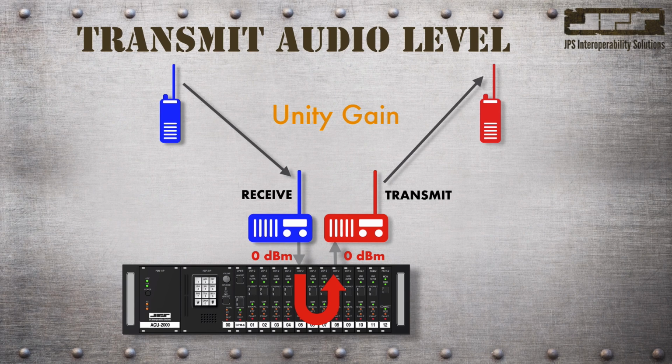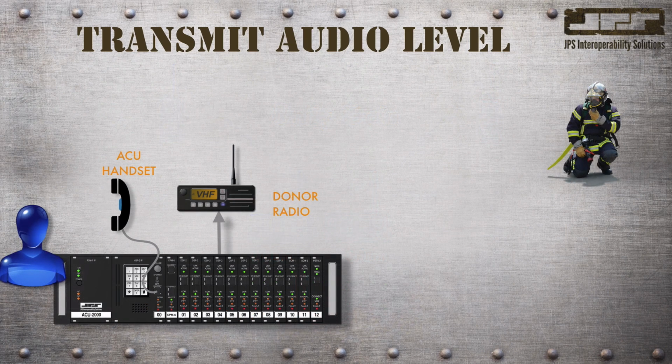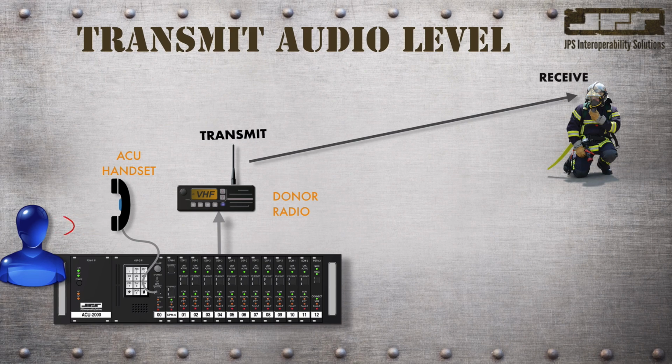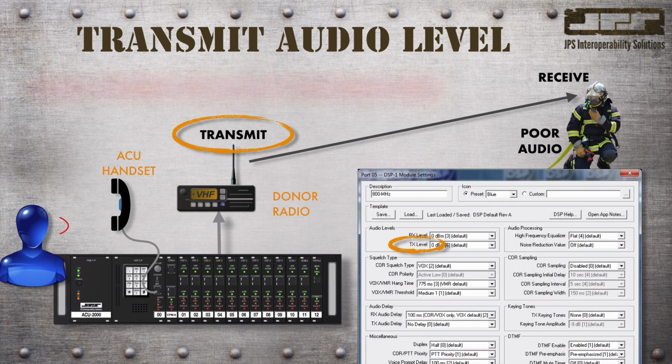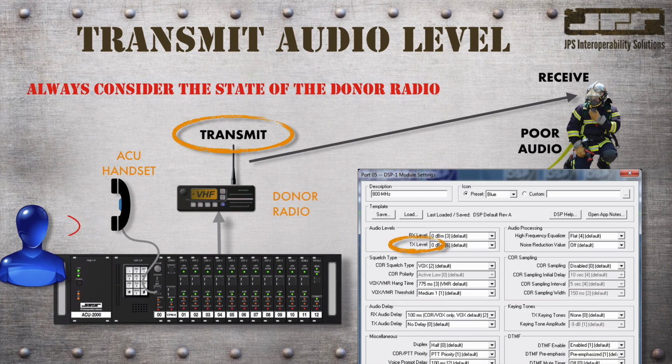If the RX and TX audio levels are properly and separately aligned, we can have complete confidence that we can create any combination of interoperable cross connections without the fear of over or under modulating our allied agencies' radio systems. And finally, if someone in the field complains that the audio that they're hearing from their subscriber unit is either too loud or too low, immediately determine the state of the donor radio at the moment of the complaint. Is the donor radio transmitting or is it receiving? In this case, the donor radio is transmitting, which means we must make adjustments to the TX audio level.